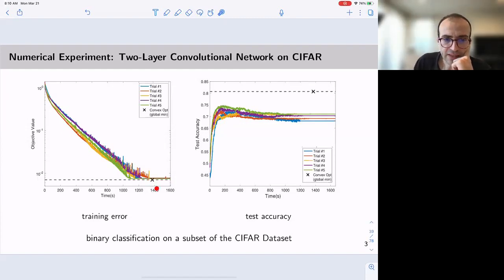Interesting thing is, if we get a better training objective value, what it translates to in test accuracy is better, interestingly. So by optimizing better, actually the test accuracy gets better compared to the non-convex heuristics. And this is done on the CIFAR dataset, image classification, binary 2 classes.